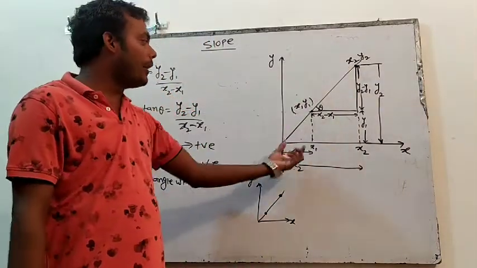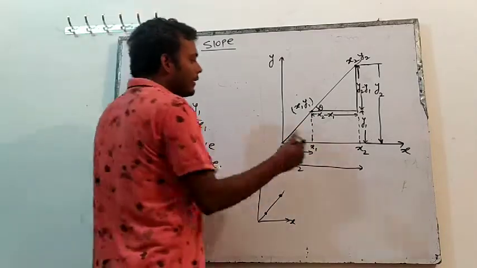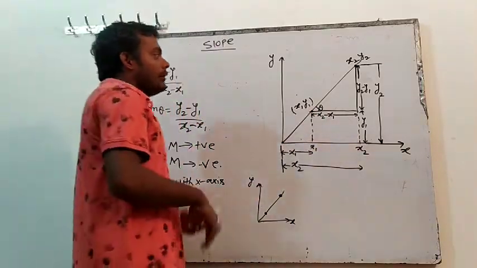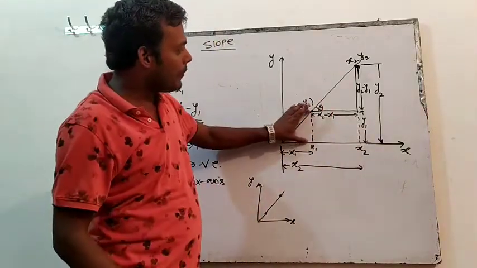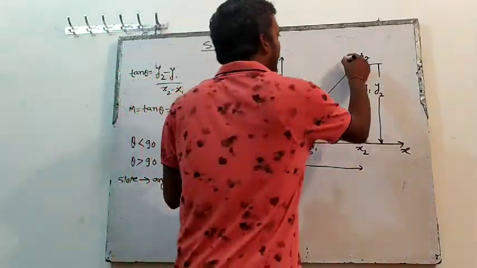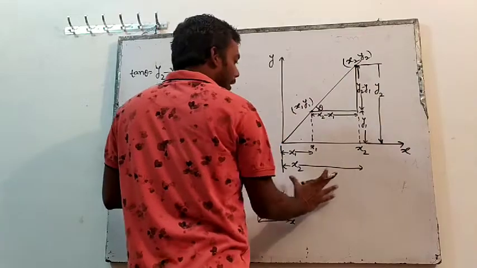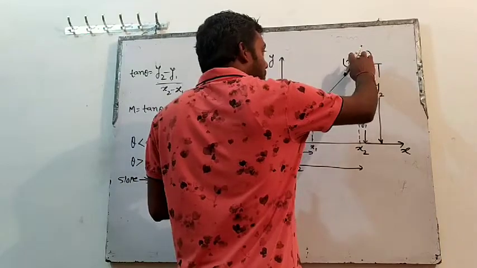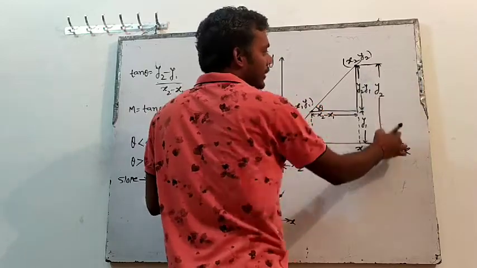If this is (x1, y1), this point is at a distance x1 from the origin, and this height will be y1. If this coordinate is (x2, y2), that means this point is at a distance x2 from the origin, and this point is at a height y2 from the x-axis, right? This height will be y2.